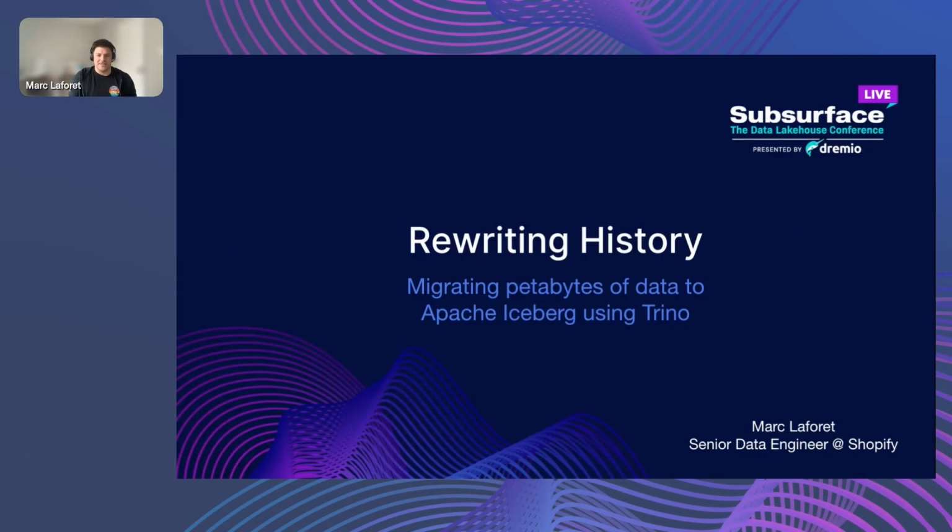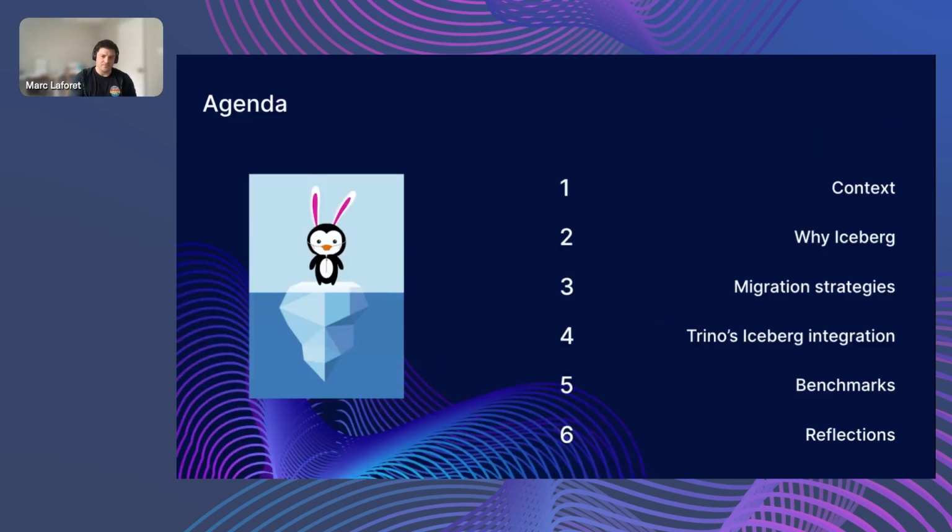My name is Mark. I'm a data engineer at Shopify. And in this talk, I'm going to recount a project that I worked on at Shopify where we migrated petabytes of data to Apache Iceberg format using Trino as a compute engine, which is, I think, what makes this project a little bit more interesting or different than maybe some other migration projects.